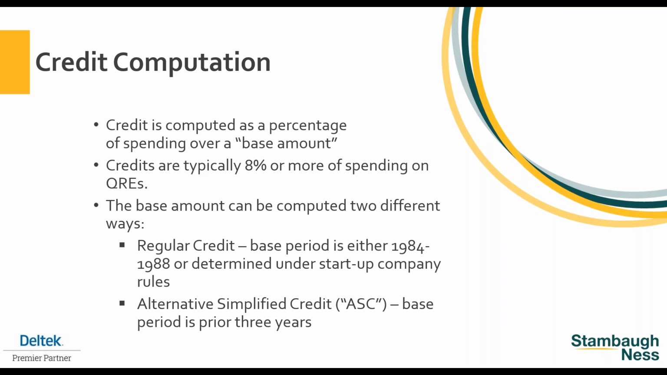And the alternative simplified credit merely says, here's an algebraic equation that says your credit is your current year qualified cost, what we talked about on the previous slide, minus 50% of the average for the prior 3 years, with that result being multiplied by 14%. So let me use easy math to illustrate that, hopefully easy math, to show you what a credit might look like.